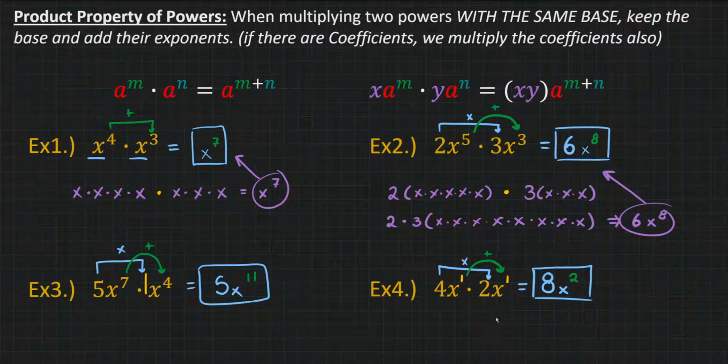All right, folks. That's going to wrap it up for the product property. It's pretty straightforward. If they have the same base, add the exponents. If they have the same base and coefficients, multiply the coefficients, and then add the exponents. If they have different bases, well, you would still multiply the coefficients, but you wouldn't do anything to their exponents. They just stay the same.